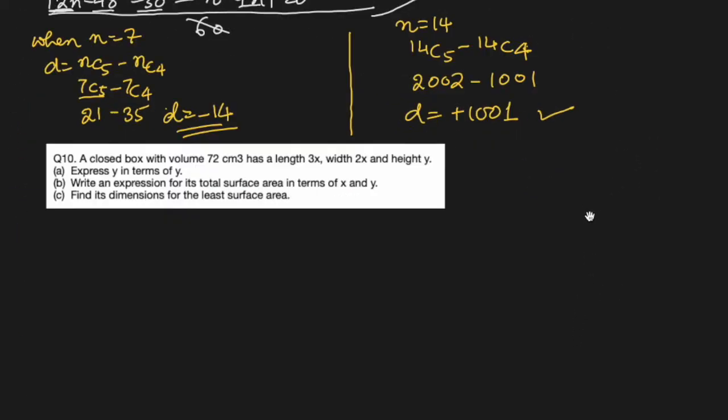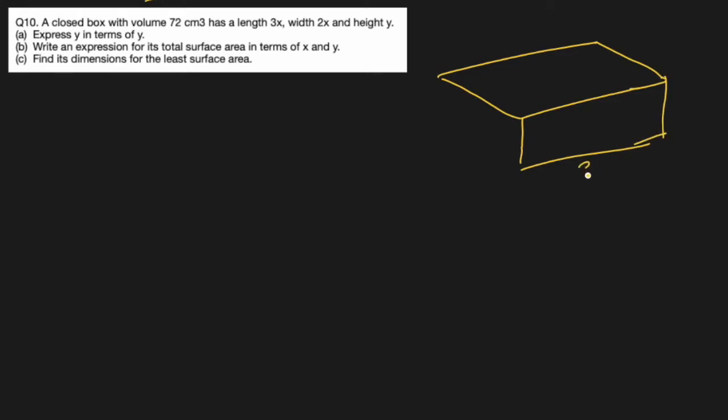Okay, next, question number 10. A closed box with volume 72 cm³ has a length 3x. This is the length. Width 2x and height y. Volume is 72. Express y in terms of x.